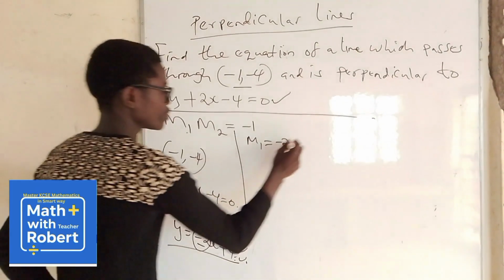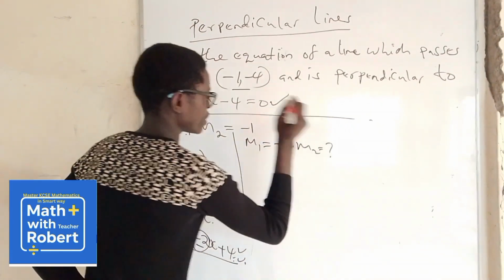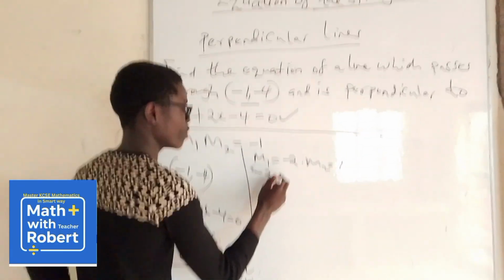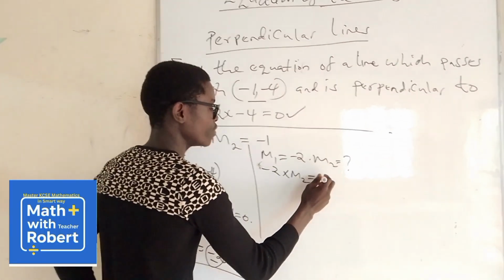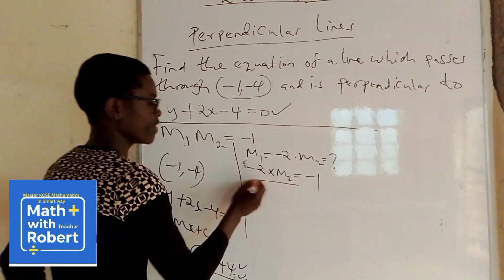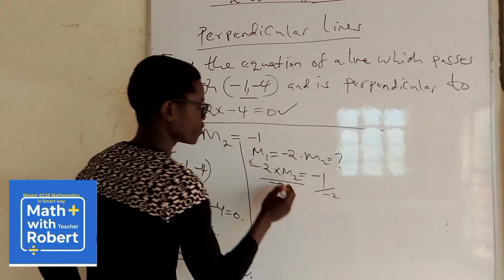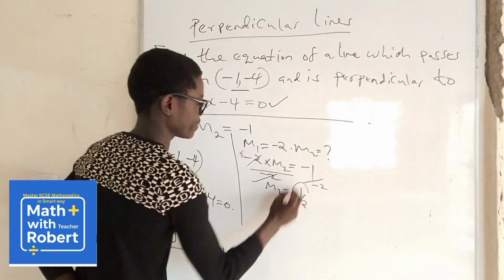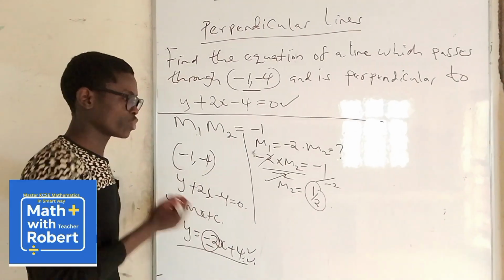Then you need to get m2. M2 is equal to what? So we'll say m1, which is negative 2, multiplied by m2 is equal to negative 1. Then we divide by negative 2 by negative 2. So meaning m2 is equal to half. That's the value of m2.